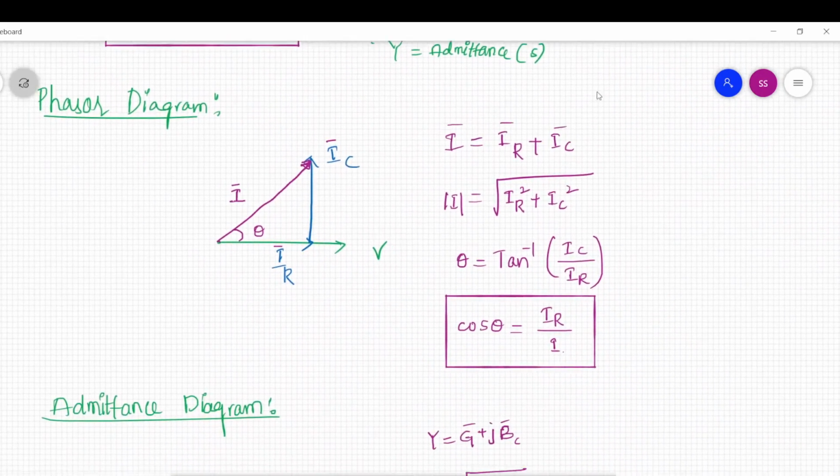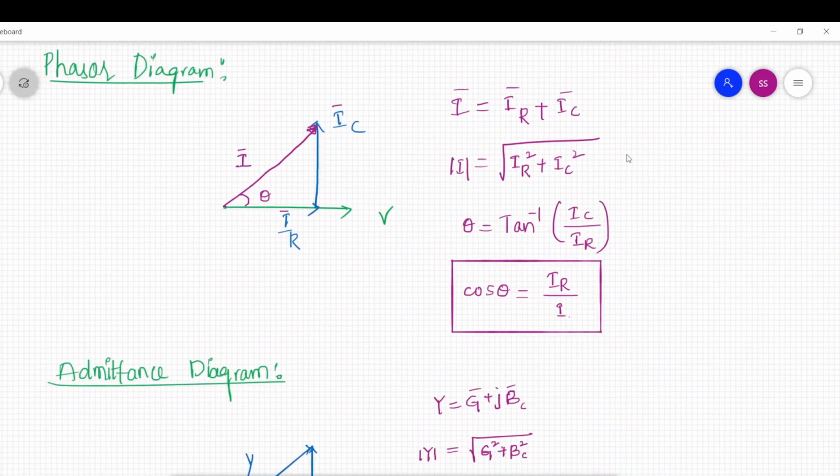So we know that capacitive current will lead the voltage by 90 degrees. Let us take voltage as reference. The green line phasor indicates the supply voltage. IR will be in phase with voltage, and IC is leading the voltage by 90 degrees. The sum of these two phasors will be our supply current I bar. So I bar equals IR bar plus IC bar.